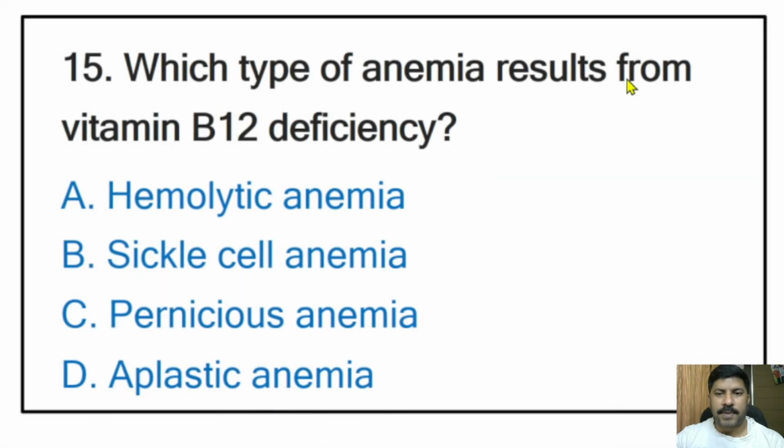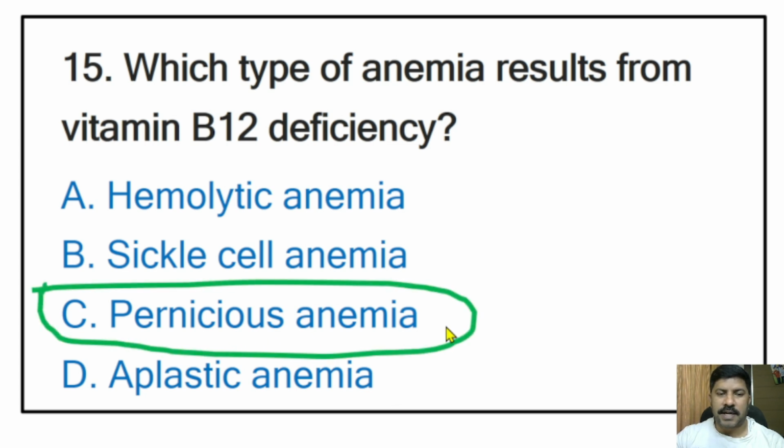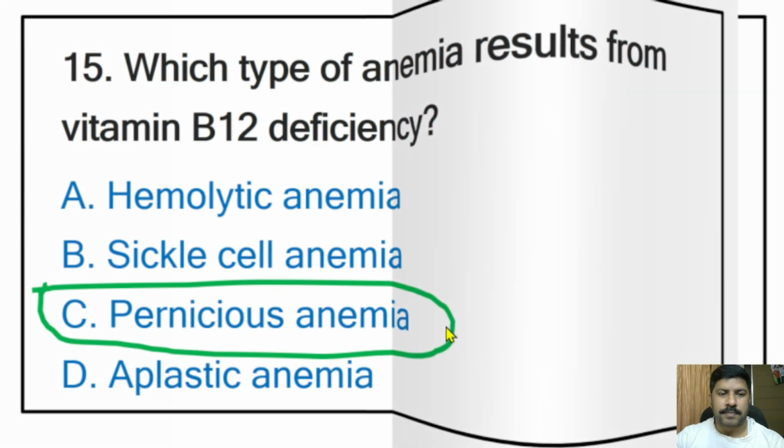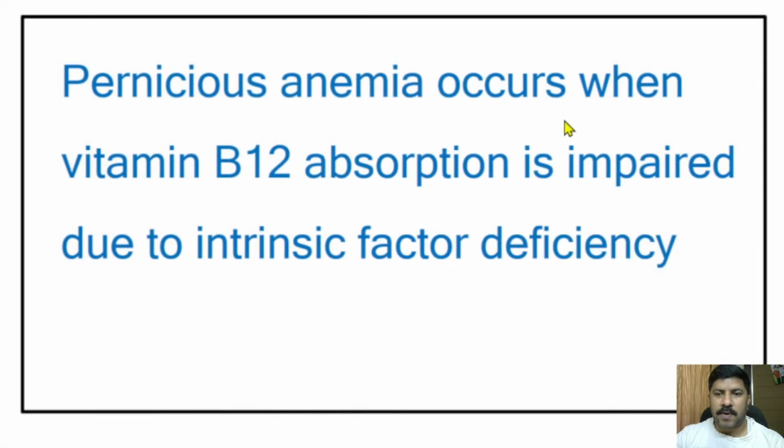Which type of anemia results from vitamin B12 deficiency? Hemolytic anemia, sickle cell anemia, pernicious anemia, aplastic anemia. The correct answer is pernicious anemia. Pernicious anemia occurs when vitamin B12 absorption is impaired due to intrinsic factor deficiency. Vitamin B12 absorption is helped by intrinsic factor at the stomach.